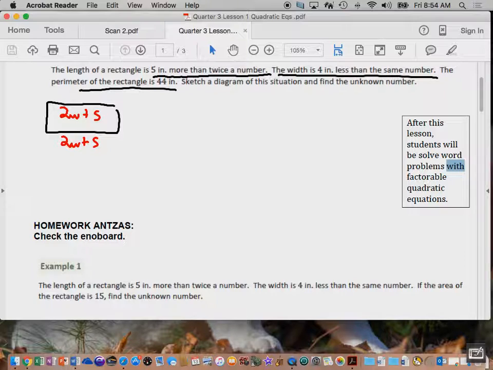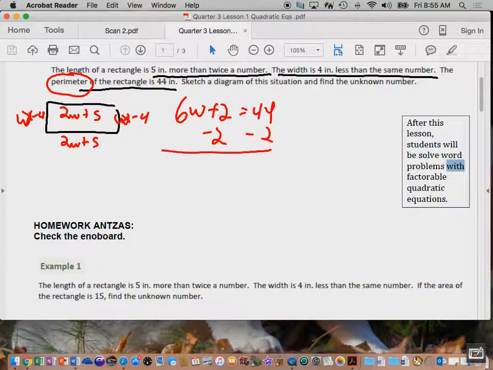Next, 4 inches less than the same number, right? That's what it says. So x minus 4, x minus 4. Key word here, perimeter. How do you find the perimeter? Add all sides. So let's do a little bit of this in our head. 2w, 4w, 5w, 6w. That should be w. And then 10 minus 8 is 2, equals 44.